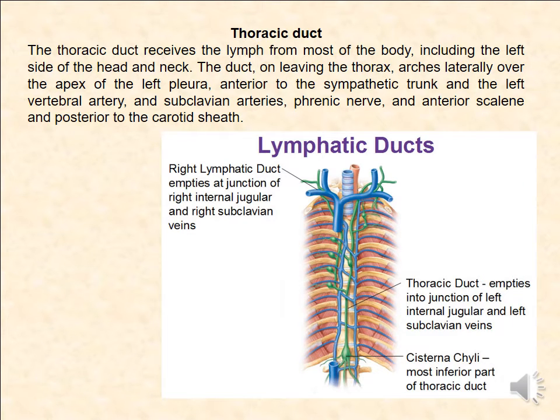Now, the main lymphatic vessels of the thorax: the thoracic duct. The thoracic duct receives the lymph from most of the body, including the left side of the head and neck. The duct, on leaving the thorax, arches laterally over the apex of the left pleura, anterior to the sympathetic trunk and left vertebral artery, the subclavian artery, the phrenic nerve, and the anterior scalene, and posterior to the carotid sheath.